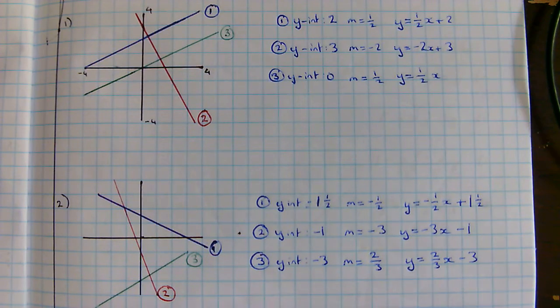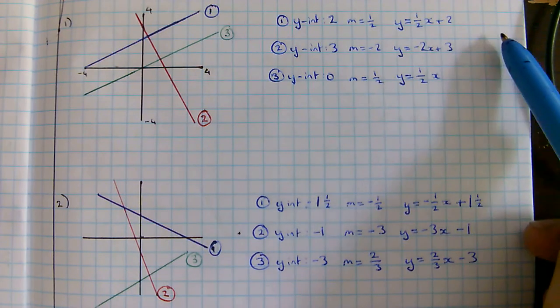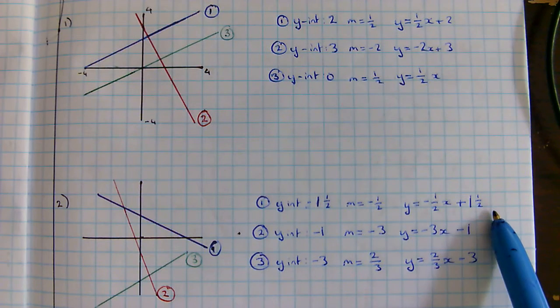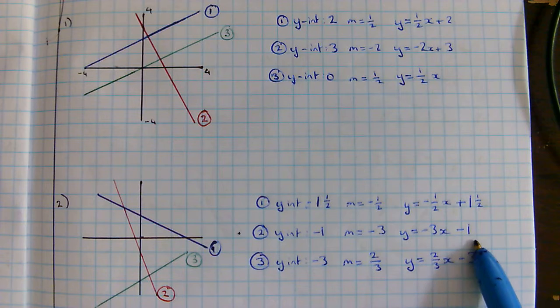Okay, so we've got our 6 equations here. y equals a half x plus 2, y equals minus 2x plus 3, y equals a half x, y equals minus a half x plus 1 and a half, y equals minus 3x minus 1, and y equals 2/3 of x minus 3. A couple of things to note here.